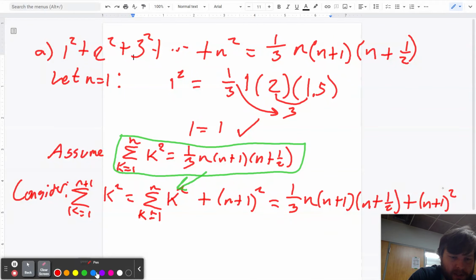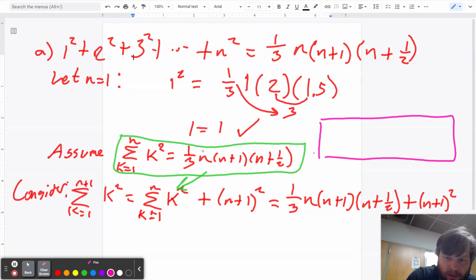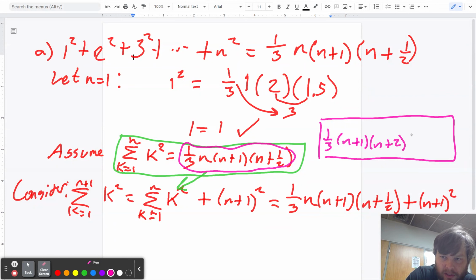It's also sometimes nice to write out what your goal is. Pink is a good color for the goal. Remember that the goal is this same formula with n plus 1 in place of our n value. So we want to get somehow 1/3 times n plus 1 times n plus 2 times n plus 1.5. That's our goal.